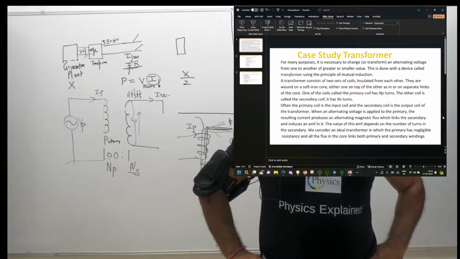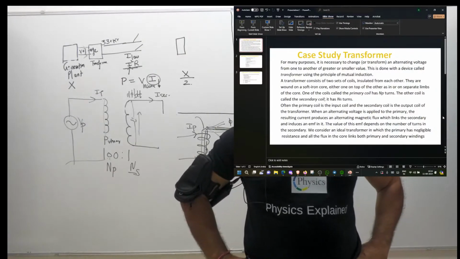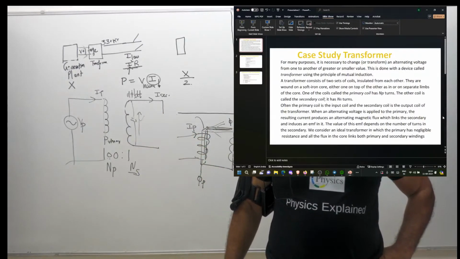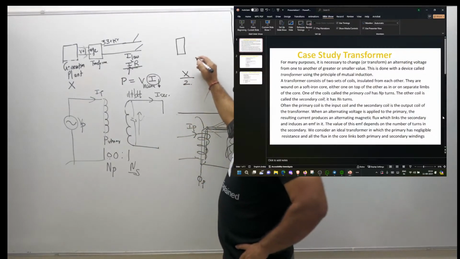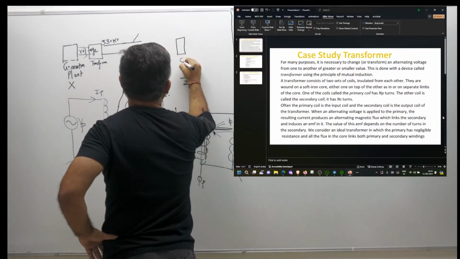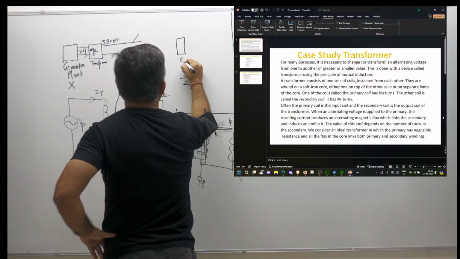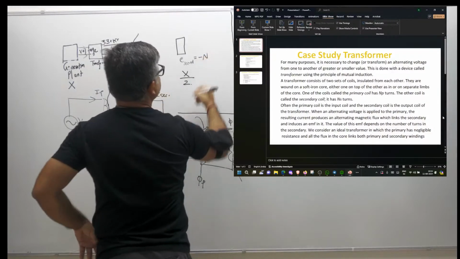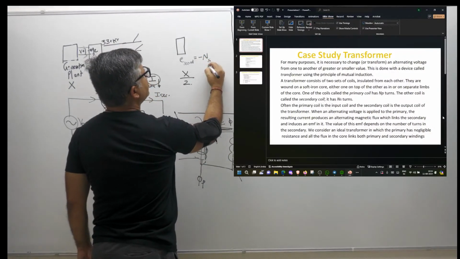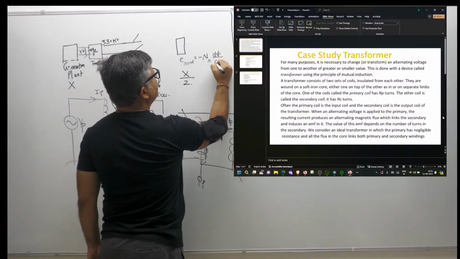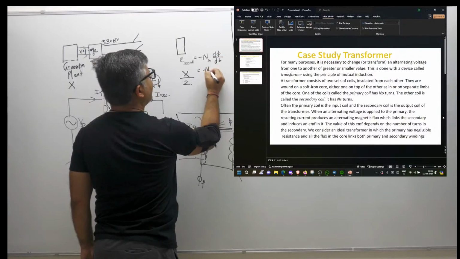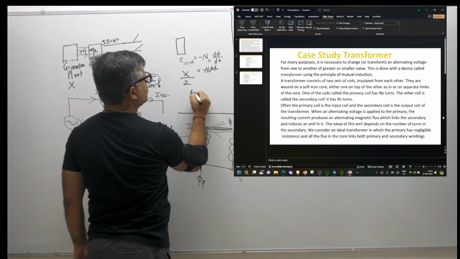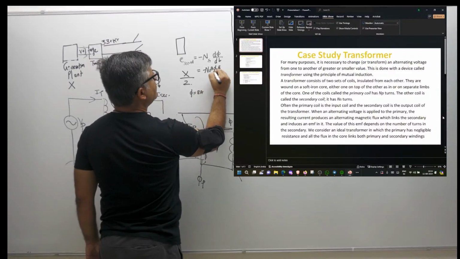Okay. Now it says the value of this EMF, the EMF which is generated in ES, depends on the number of turns in the secondary. Of course, if you want to write the EMF value in the secondary, you will write it as minus N secondary d phi by dt, right? Or minus Ns, the area will go out. Phi is equal to B into A, dB by dt.